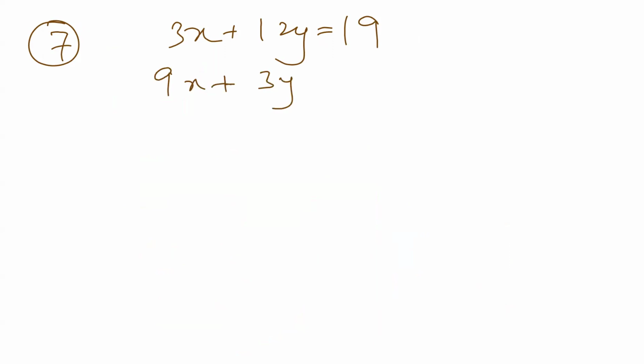The two lines are 3x plus 12y is equal to 19 and 9x plus 3y is equal to 46. They're asking you x bar and y bar. So what you will do is you will solve these two lines simultaneously and get the value of x and y. So solve these two lines simultaneously.